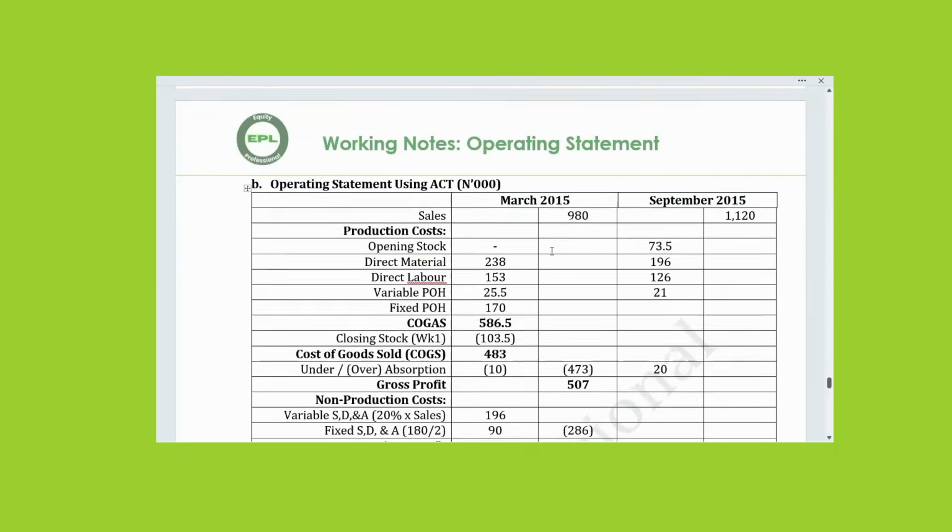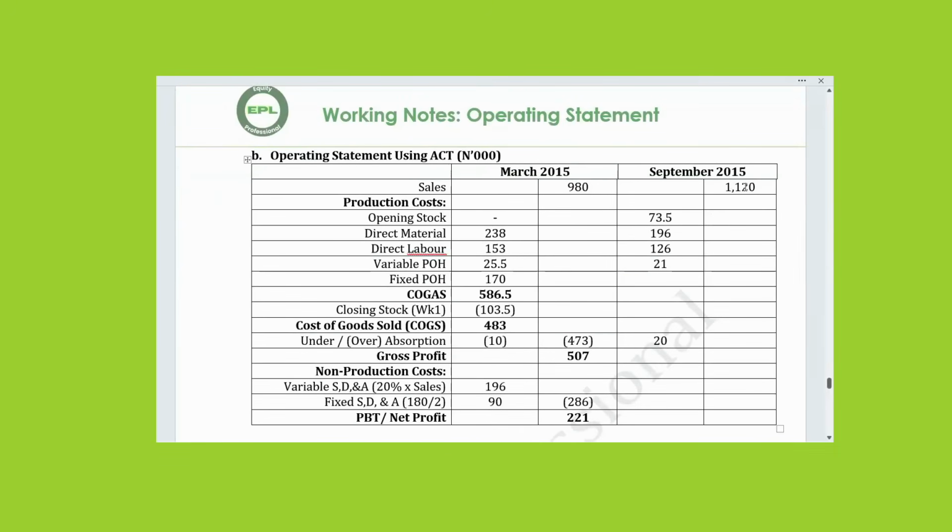We then move to September. The selling price still remained the same. The closing stock in March will become opening stock, which is 103.5. Okay, so direct material remains the same thing as 196. Direct labor remains 126. Then variable production overhead remains 21. Is it 21 or 21.5? Okay, 21, yeah.